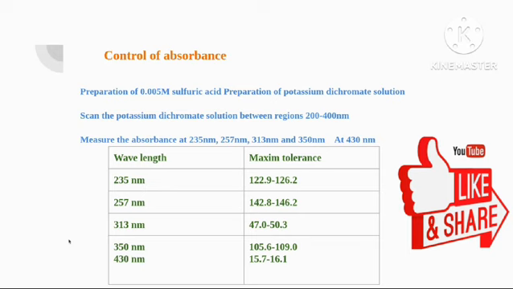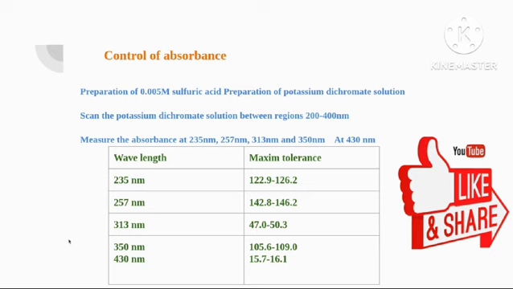Operate the UV spectrophotometer according to the SOP on operation and use the 0.005 molar sulfuric acid solution as a blank. Scan the potassium dichromate solution between 200 and 400 nm and measure the absorbance at 235 nm, 257 nm, 313 nm and 350 nm.